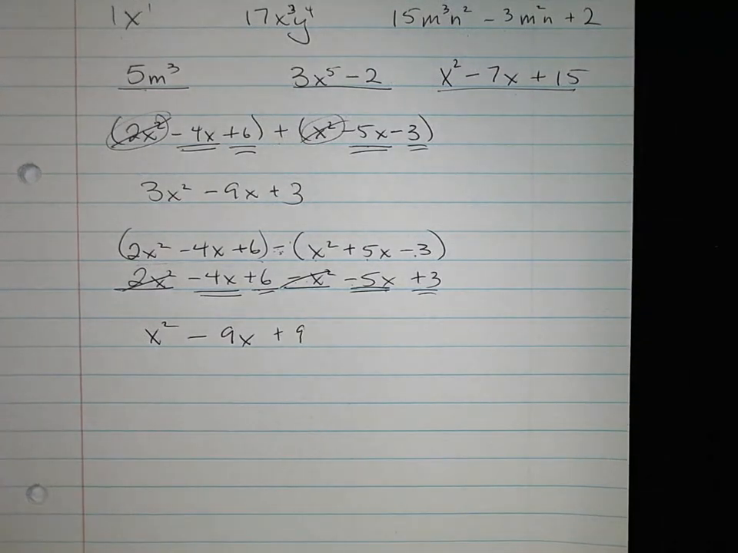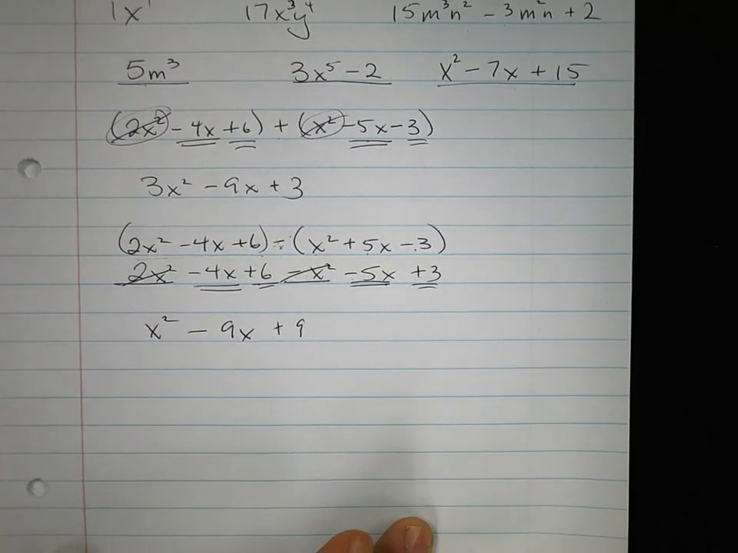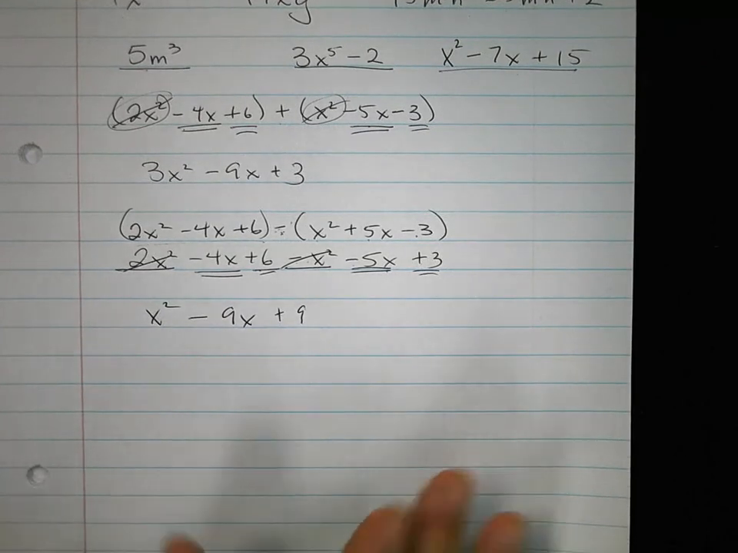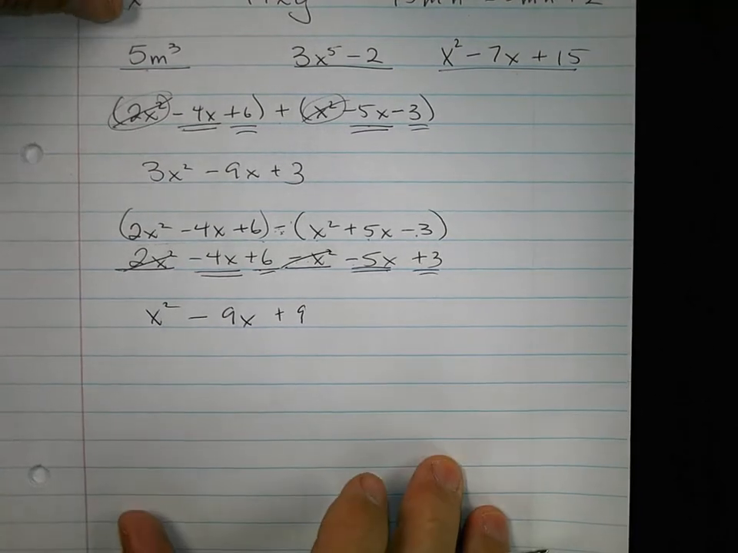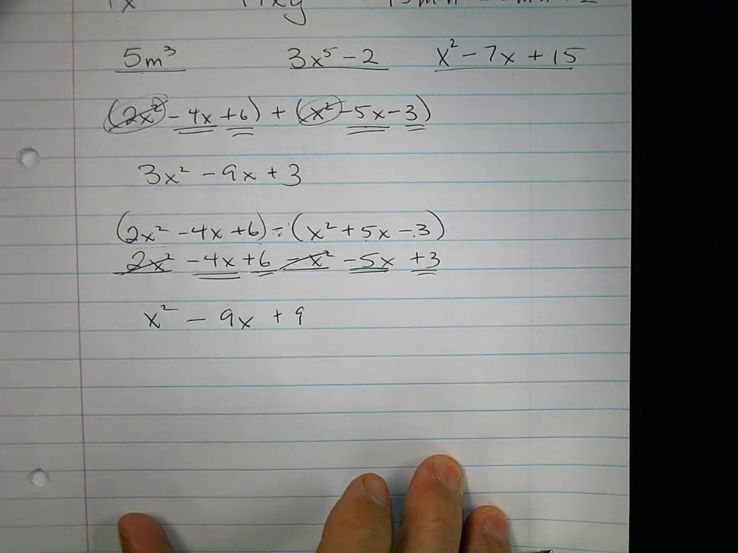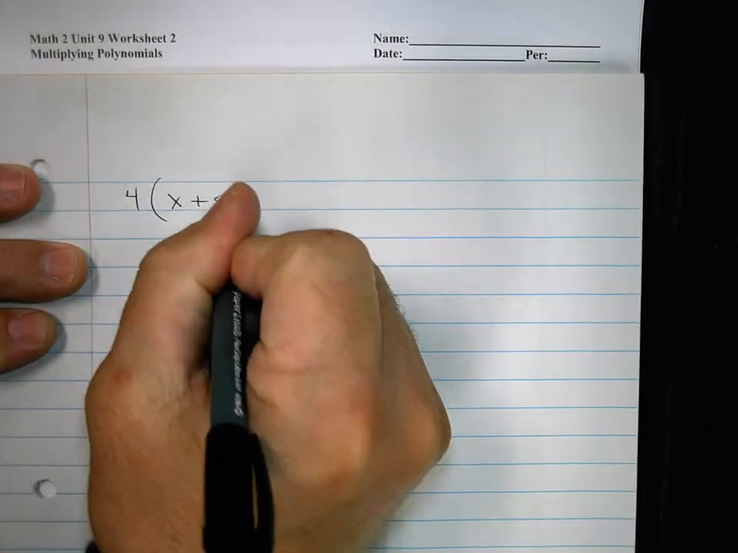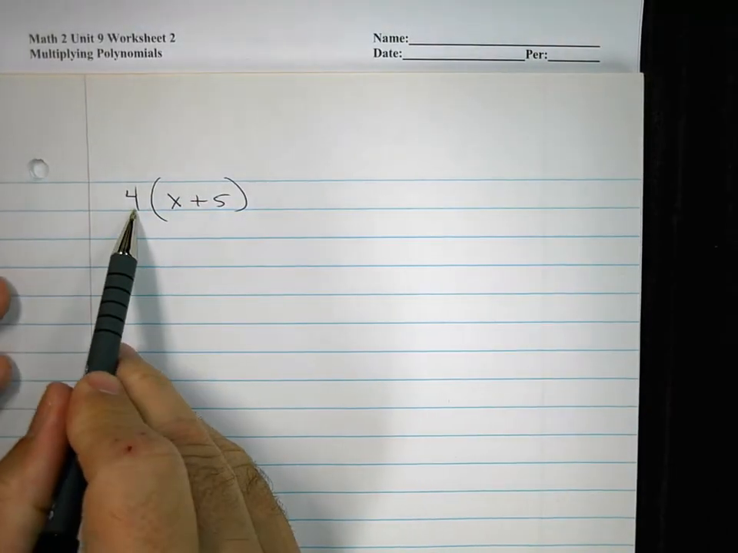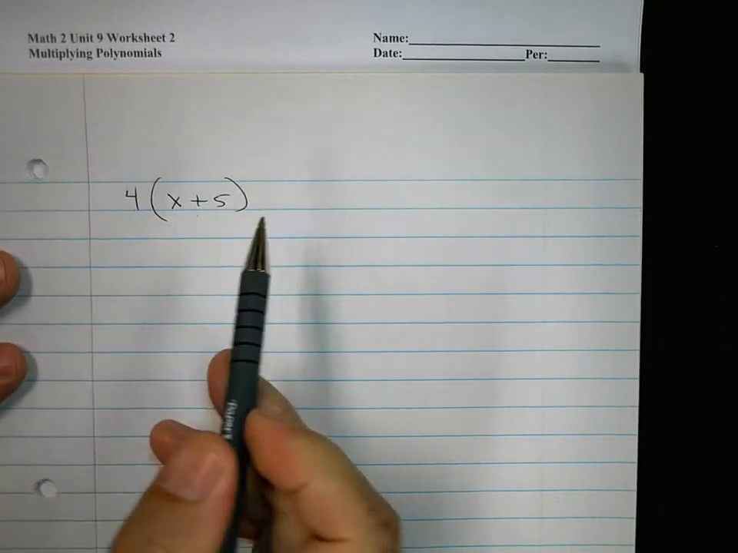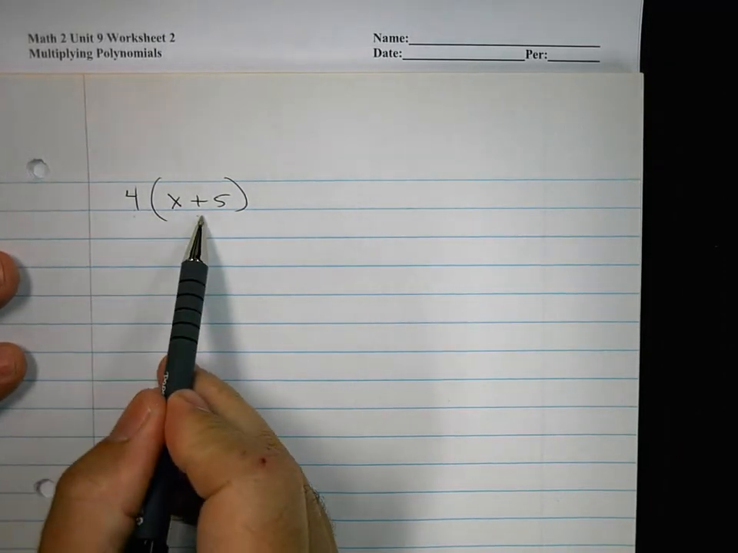Okay, so that's basically a wrap-up of what we did yesterday. And now today we're going to talk about multiplying polynomials. There are a couple different ways we can multiply polynomials. The most basic is if we simply multiply some value or some number. Yes, 4 is considered a polynomial, a monomial, times x plus 5. We are multiplying a monomial times a polynomial.